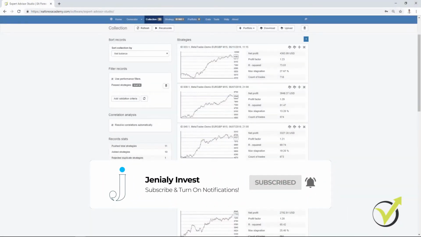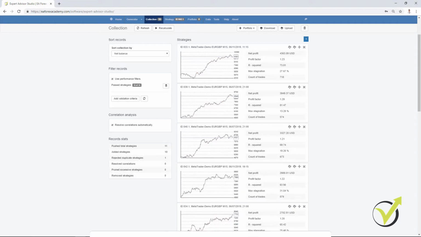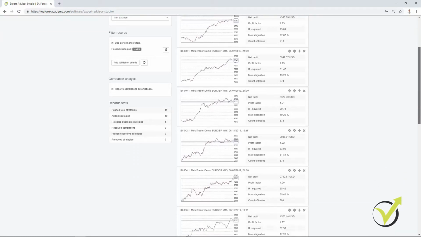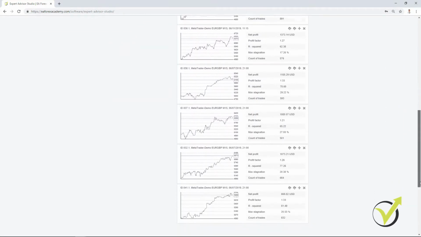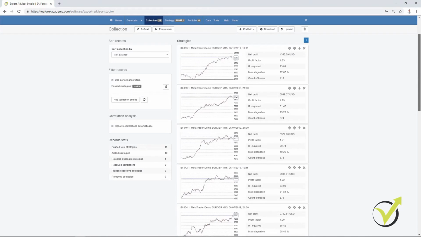Hello dear traders, in this lecture I will talk about the portfolio expert advisors which are available in EA Studio, and I think this is the only strategy builder that provides portfolio expert advisors. So far I didn't see any other. So what are the portfolio expert advisors? These are expert advisors that contain many strategies inside.